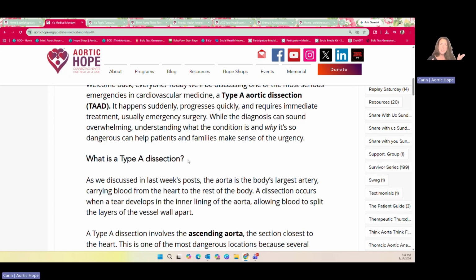So we talked last week about how the aorta is the largest artery in the body. It carries the oxygenated blood. The oxygen is created from the lungs. It carries all of that blood from the heart to the entire rest of the body. So when a dissection occurs in this extremely important vessel and it develops a tear in the inner lining of the aorta, this allows blood to split those layers apart. Remember, there's only 3 of them. The inner one would be the strongest as you progress outward.